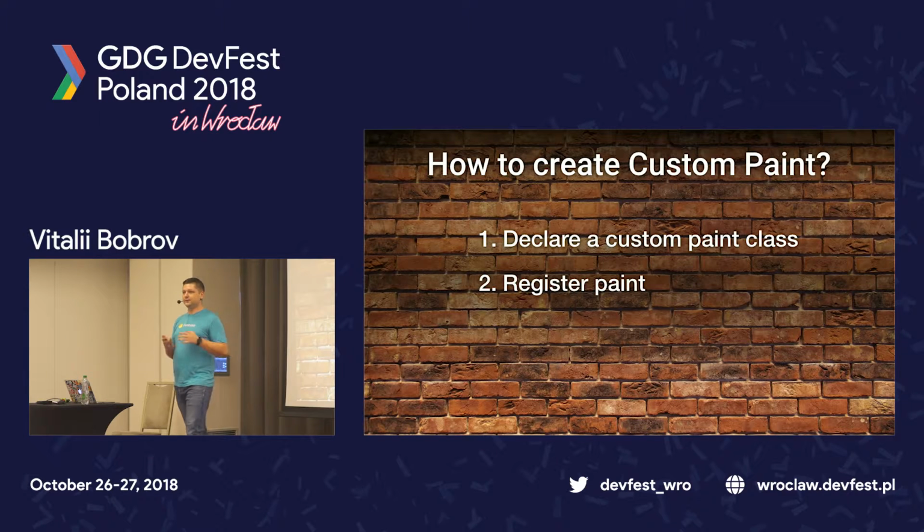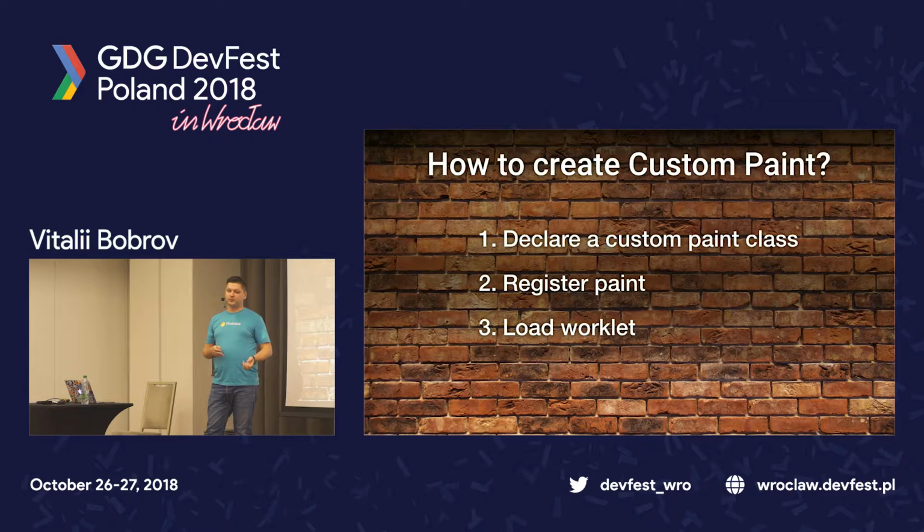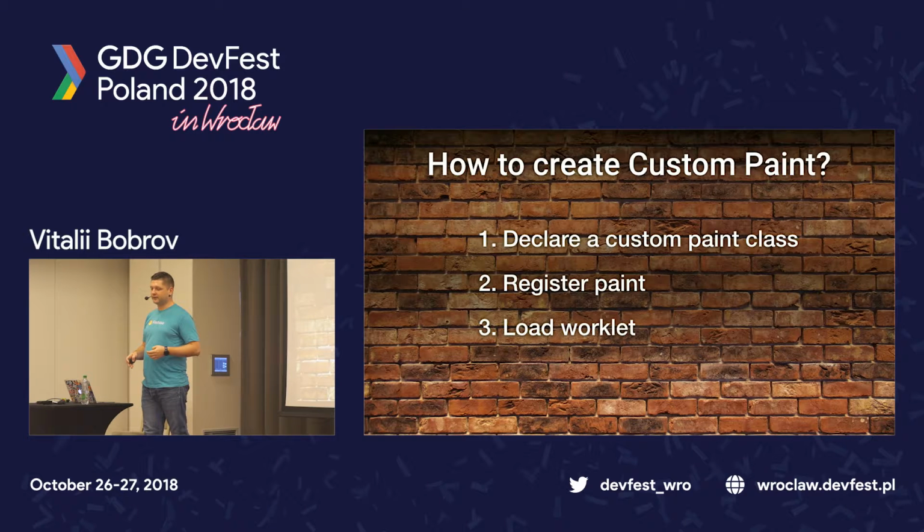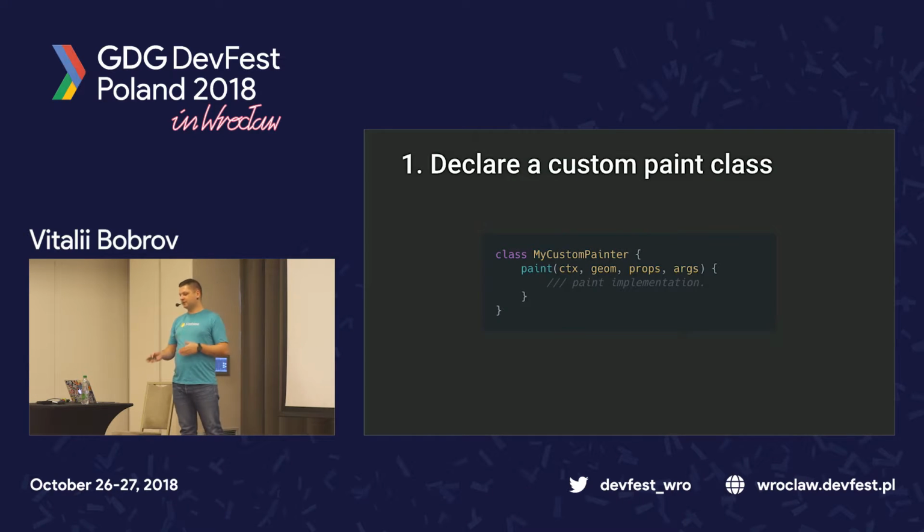Then we need to call a special function and register our paint worklet, and the browser will know that it has a paint worklet with a particular name and implementation. And after that, we need to load our worklet. We need to call CSS.paintWorklet.addModule and provide the path to our Paint API file. How does it look in code?